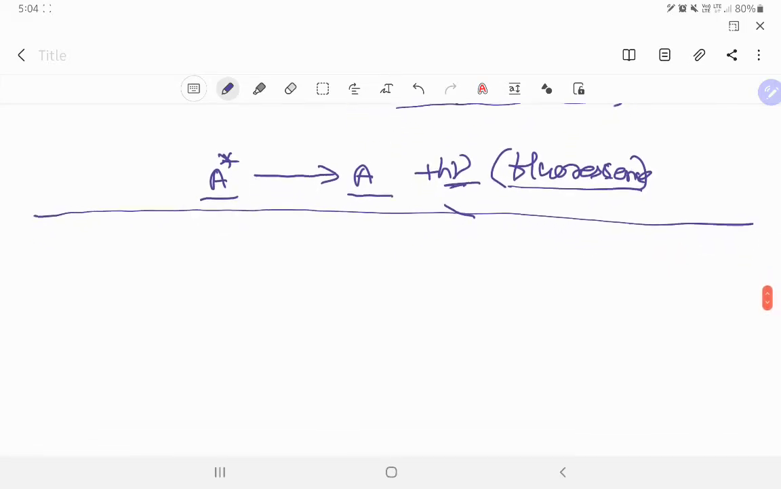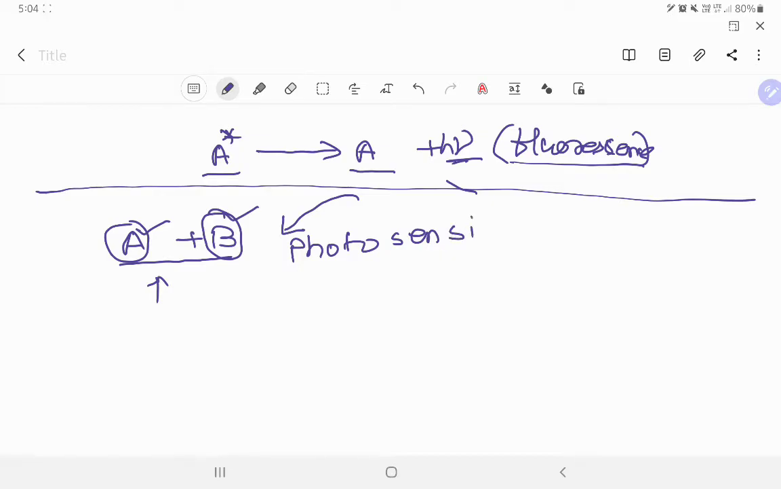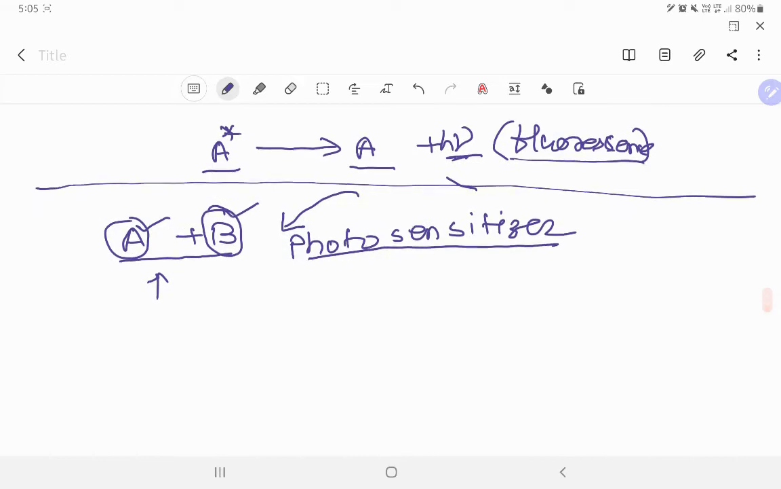Now, in some cases, suppose we consider the reaction A plus B. Suppose we are doing this reaction photochemically, but neither A nor B is able to absorb the radiation. If molecules are not able to absorb the radiation, then the photochemical reaction will not be there. But if we add another substance to the reaction mixture, called a photosensitizer, then the reaction is called a photosensitized reaction.